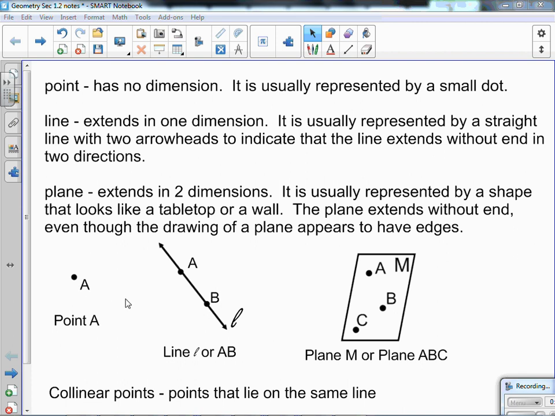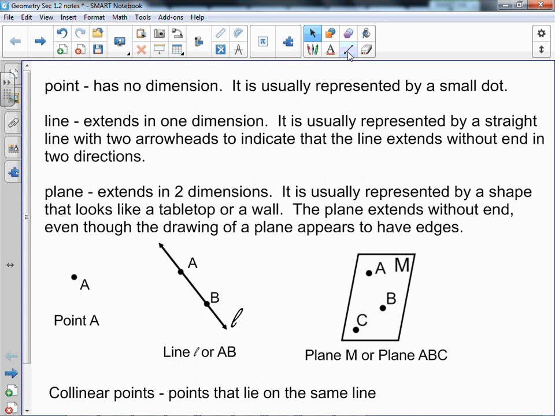All right, a line extends in one dimension. It's usually represented by a straight line with two arrowheads to indicate that the line extends without end in two directions. So here we have a representation of a line. And so we've got an arrowhead on each end saying that this line is going to continue in this direction and in this direction. It's going to continue in both directions forever.